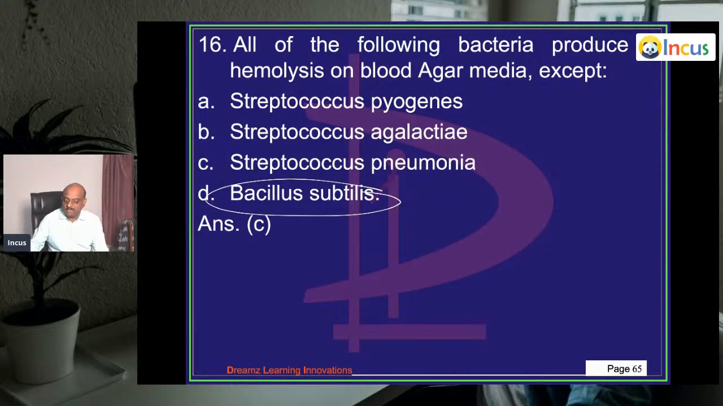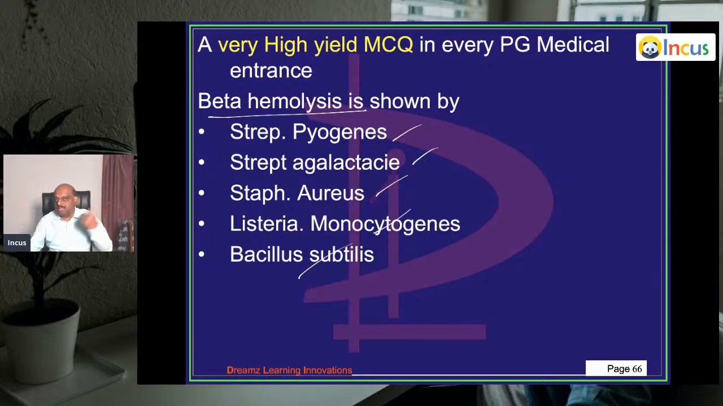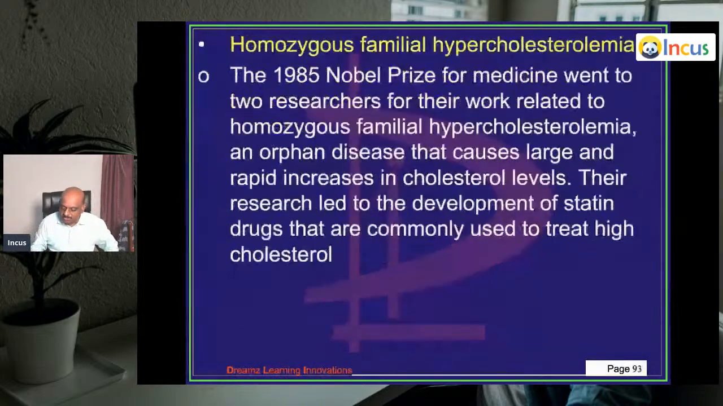Bacillus subtilis, Streptococcus agalactiae, and pyogenes, not pneumoniae. So, what are the very high-yield MCQs in the NEET PG exam, doctor? जिसको ये लिस्ट मालूम नहीं है, वो कल के नीट पीजी में क्लीन बोल्ड हो जाएगा. एक फुटबॉल ले लो, पॉकेट में रखो, रिवीजन करो रीडिंग रूम में. Beta hemolysis: Streptococcus pyogenes, agalactiae, Staphylococcus aureus, and Listeria monocytogenes, and Bacillus subtilis, all for hemolysis. Streptococcus pneumoniae.